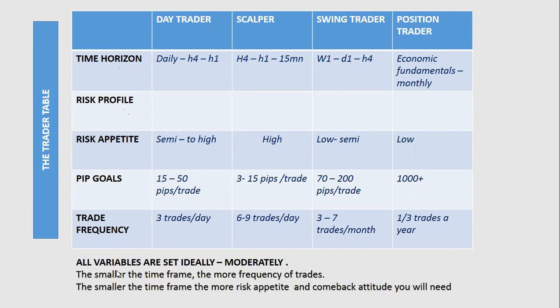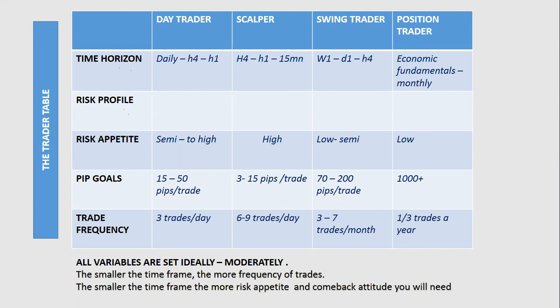So we could see under here, I wrote all variables are set ideally to moderate, because these are just moderate for us. This is not too extreme, not too far. All the variables in the boxes are moderate. They are not too much or too less. They are set in the middle.